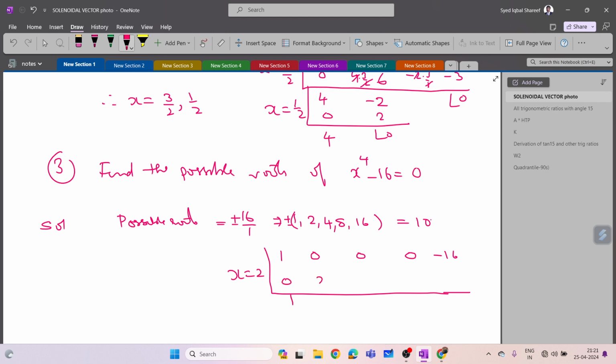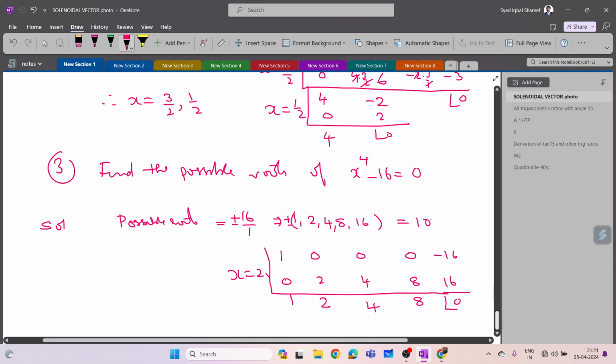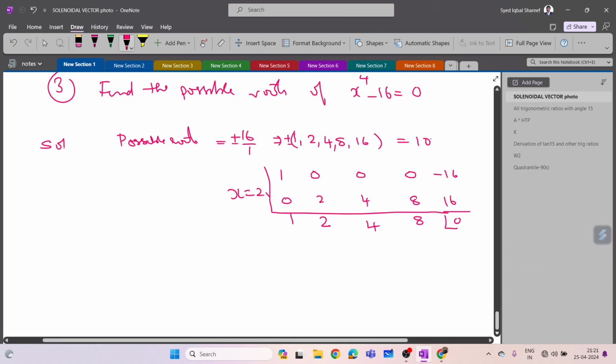1 times 2 is 2. 0 plus 2 is 2. 2 times 2 is 4. 0 plus 4 is 4. 2 times 4 is 8. 0 plus 8 is 8. 2 times 8 is 16. So plus 16 minus 16 gone. So x equal to 2 is the root.